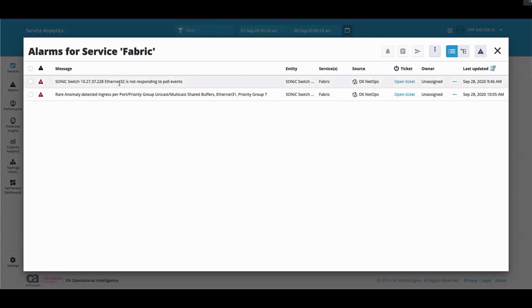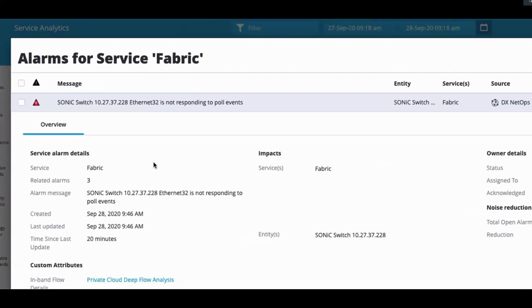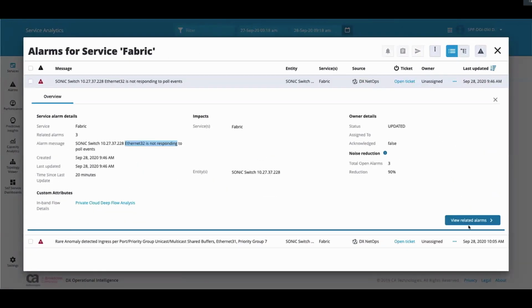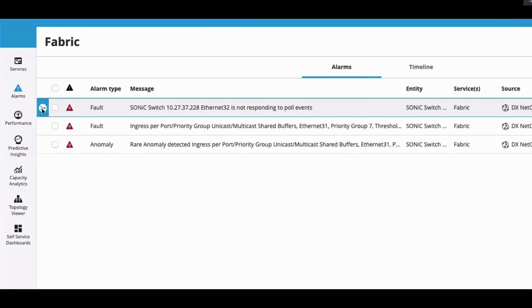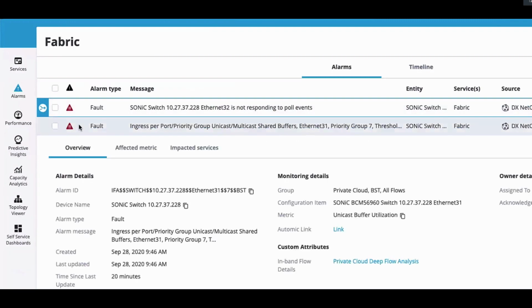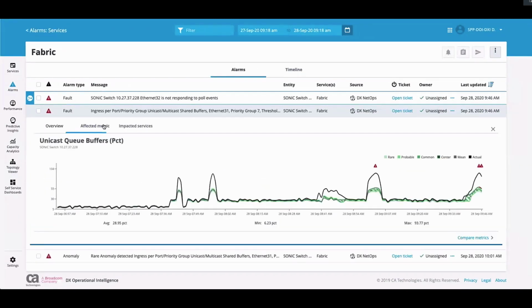Looking at the first of our 2 service alarms, we see an unresponsive Ethernet 32 interface. For more information, let's view the related alarms that were automatically correlated into this service alarm. We are now looking at the root cause of the service impact, automatically detected by our analytics engine, along with the associated alarms as well. Our AIOps engine intelligently understood that when Ethernet 32 went down, because of failover rules in place, traffic has now breached thresholds on Ethernet 31 on the same switch.